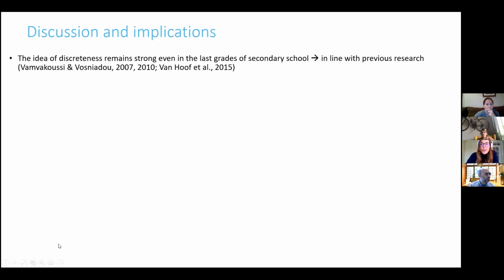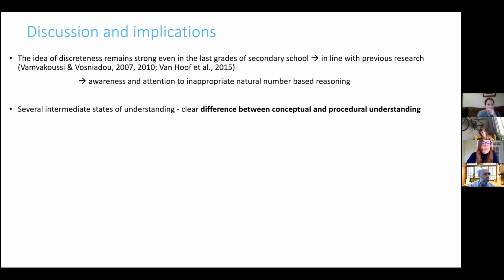So if I can summarize all this data, we can say that the idea of discreteness remains strong even in the last grades of secondary school. And this is actually in line with previous research. So this is always said, but it's actually also very important that there should be awareness of this inappropriate natural number-based reasoning in instruction. We also found that there are several intermediate states of understanding. So this means that it's not an all or nothing issue, also not for density. And we also found that there's a clear difference between conceptual understanding, this dense structure, and the procedural understanding. So this is important when we want to provide adaptive instruction.